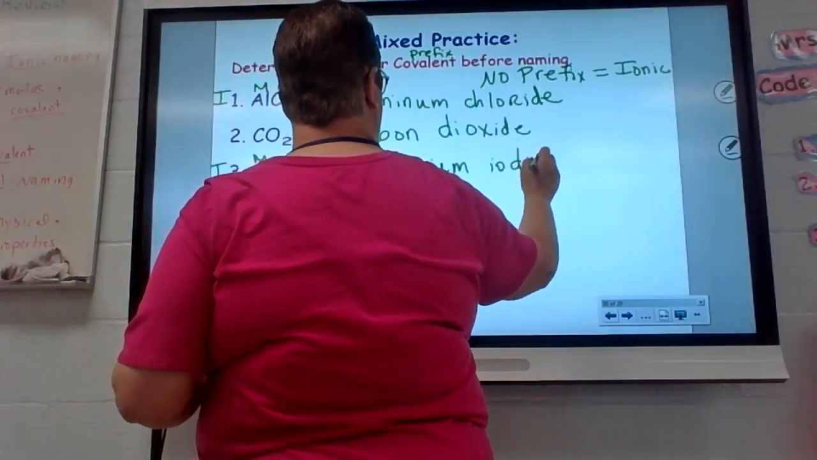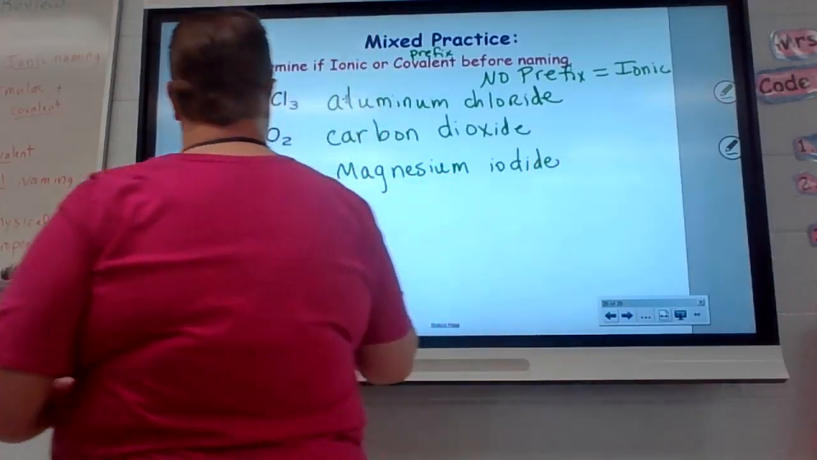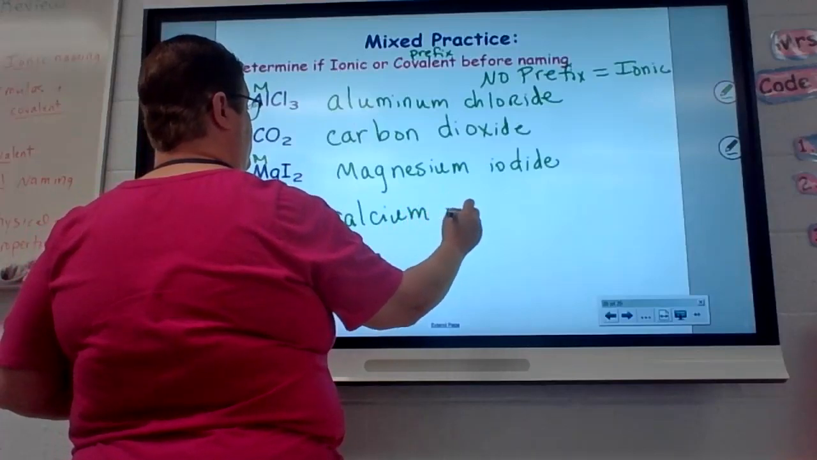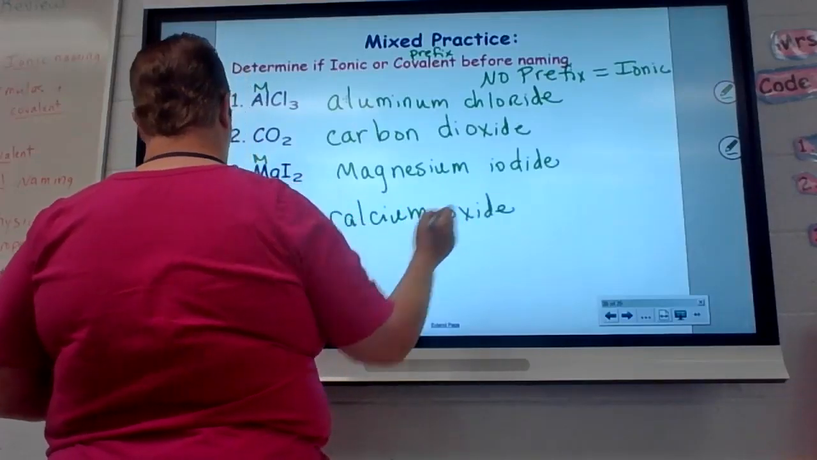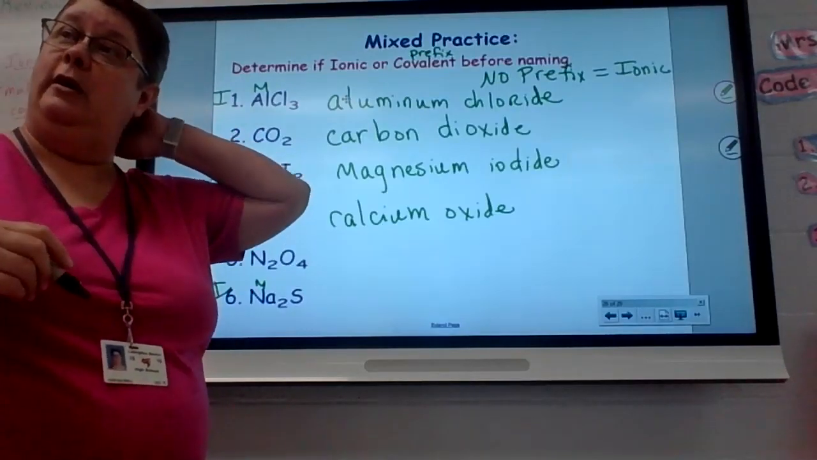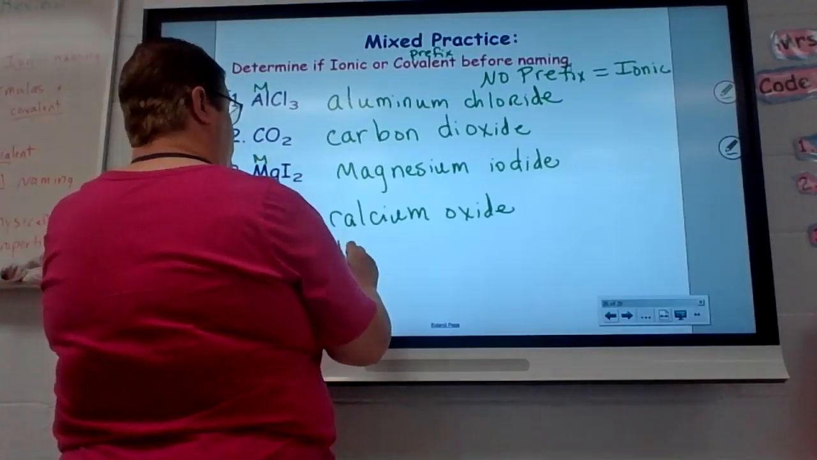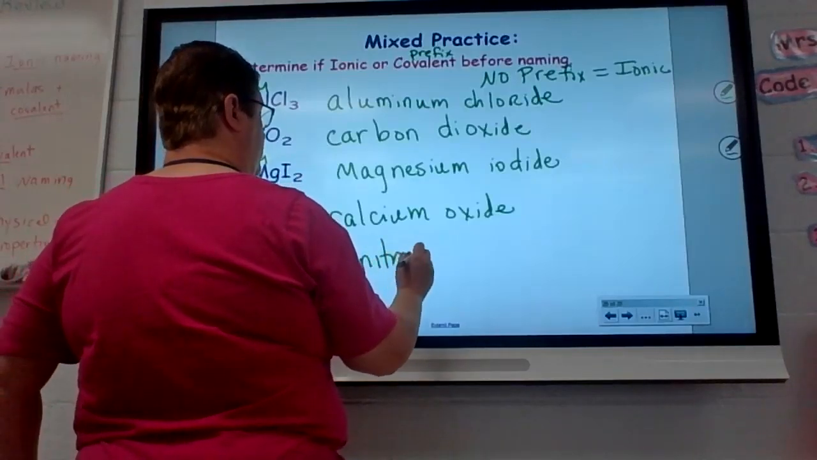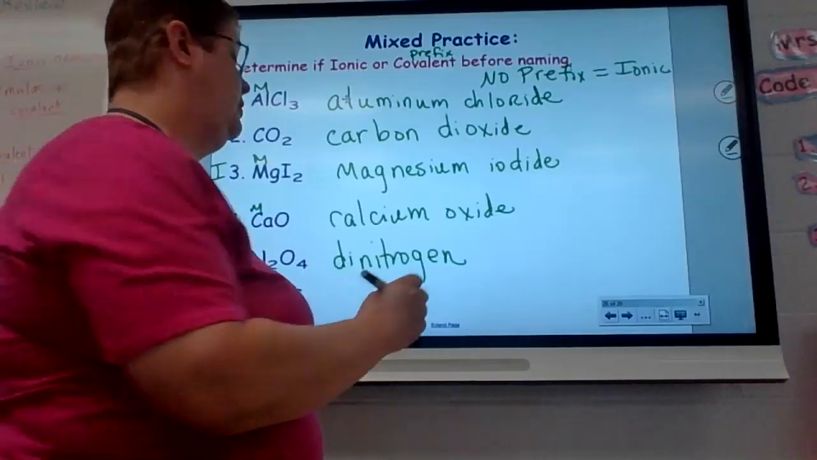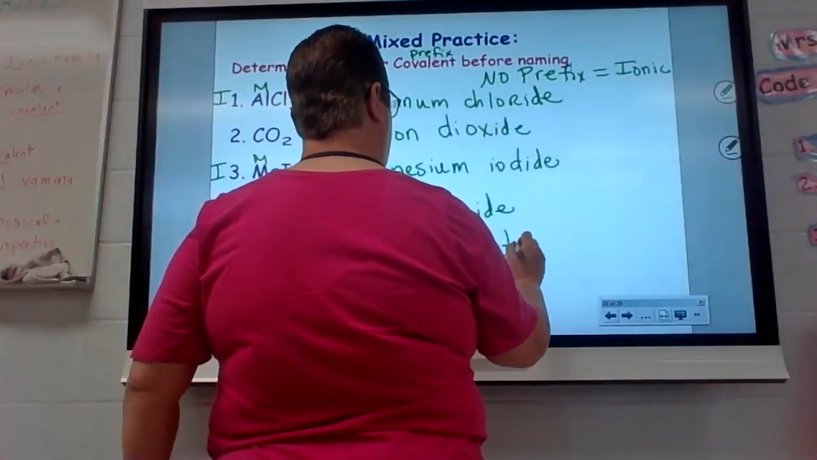Iodide. Is it calcium oxide? Okay. And I got calcium oxide. All right, for 5. It's what, dinitrogen what? Tetraoxide is correct. Oh, that's new.